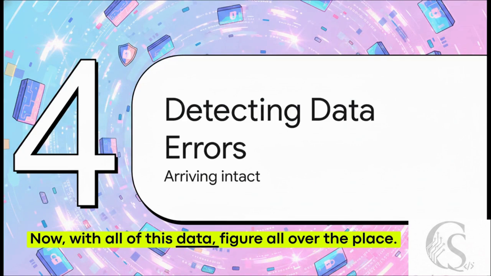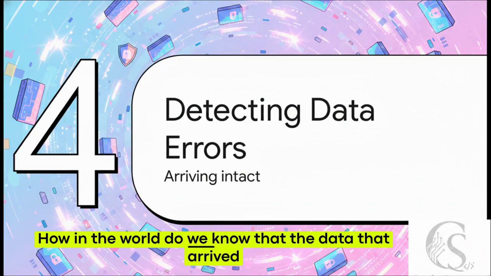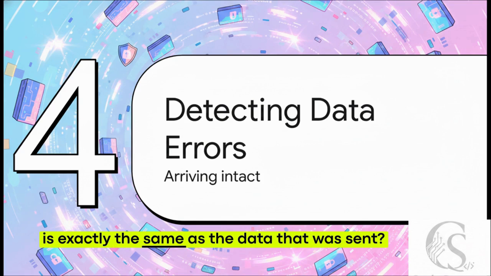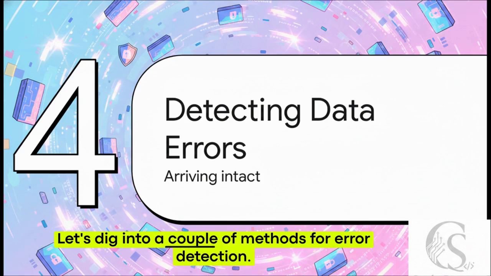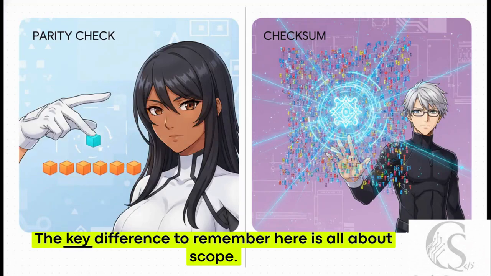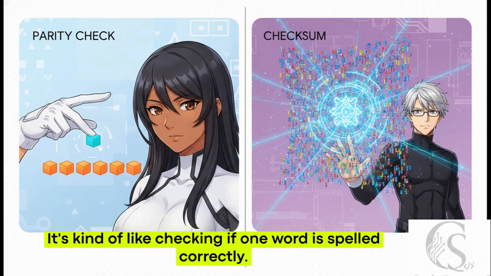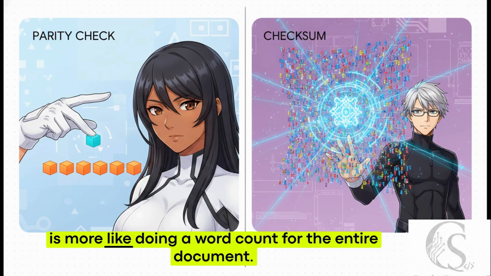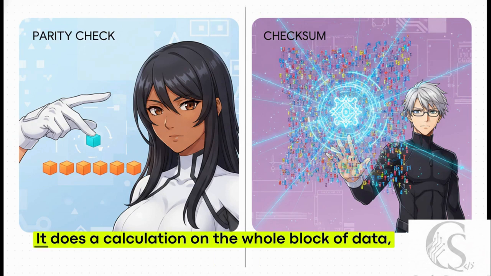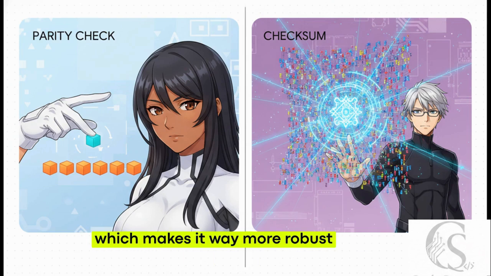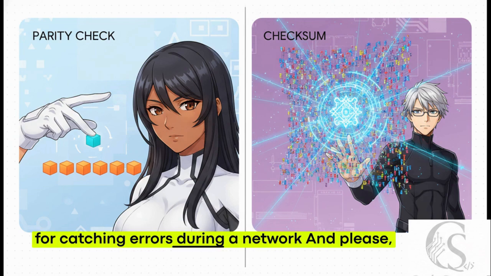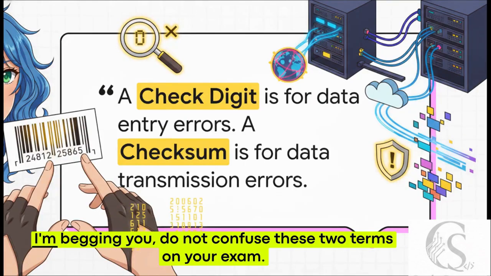Now, with all of this data flying all over the place, how in the world do we know that the data that arrived is exactly the same as the data that was sent? Let's dig into a couple of methods for error detection. The key difference to remember here is all about scope. A parity check is a really simple spot check on just a single byte of data. It's kind of like checking if one word is spelled correctly. A checksum, on the other hand, is more like doing a word count for the entire document. It does a calculation on the whole block of data, which makes it way more robust for catching errors during a network transmission.